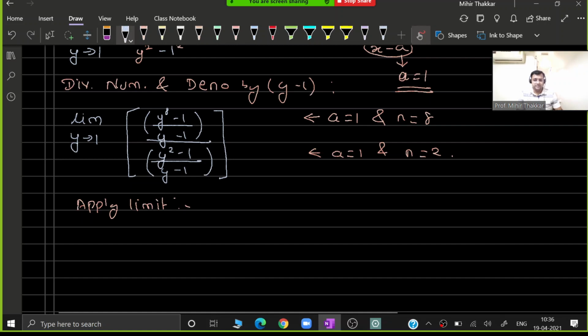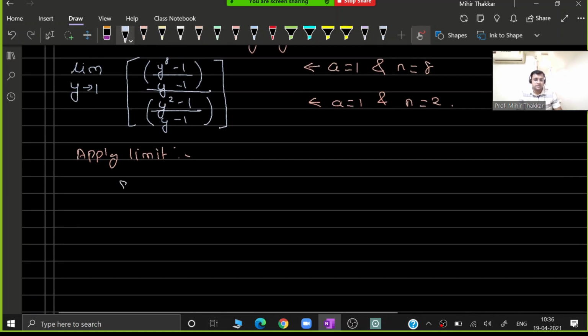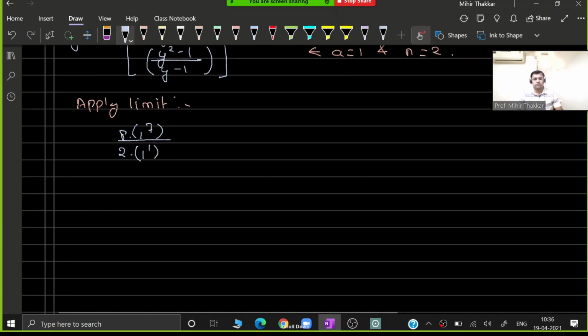So when you apply the limit, you will get 8 into 1 to the power 7 divided by 2 into 1 to the power 2 minus 1, which is 1. Now anything raised to 1 is 1 itself, so we don't need to worry about that one element. This gets cancelled off. So guys, our required solution, or the answer, comes out to be equal to 4.